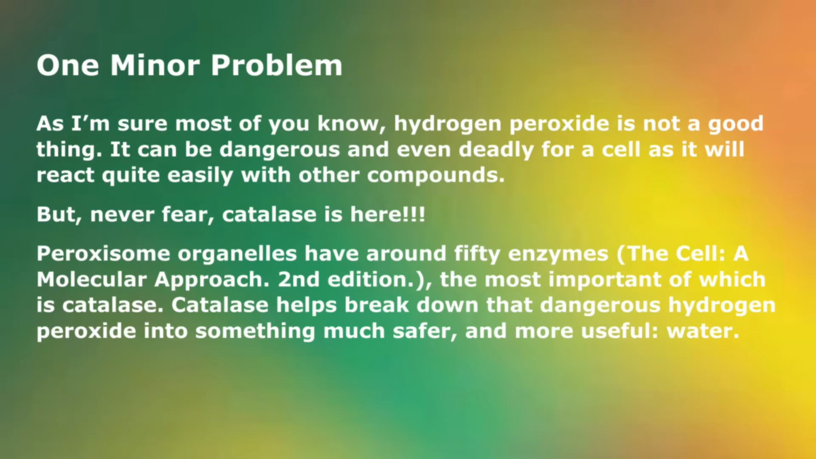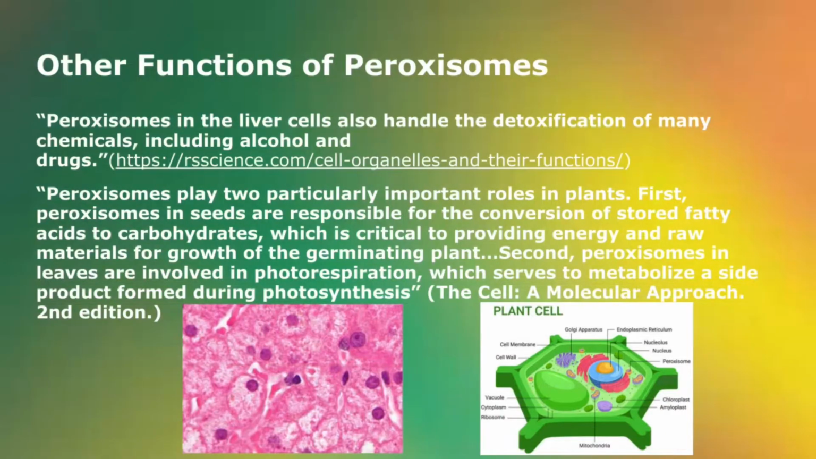Peroxisomes have about 50 enzymes, the most important of which is catalase. Catalase helps break down that dangerous hydrogen peroxide into something much safer and much more useful, which is water. There's some other functions of peroxisomes. Here I've quoted a couple of sources. Peroxisomes in the liver cells also handle the detoxification of many chemicals, including alcohol and drugs. Hopefully none of you are doing that.